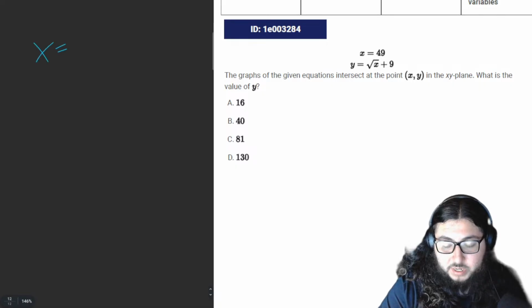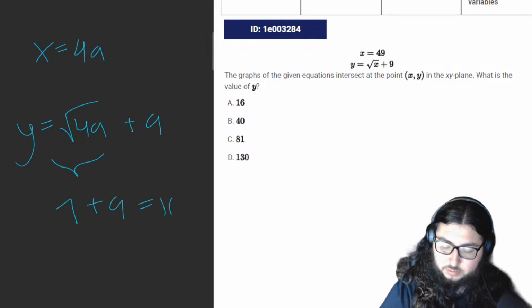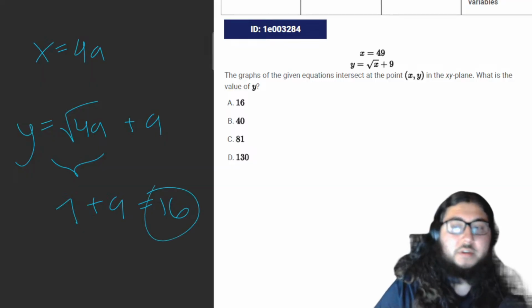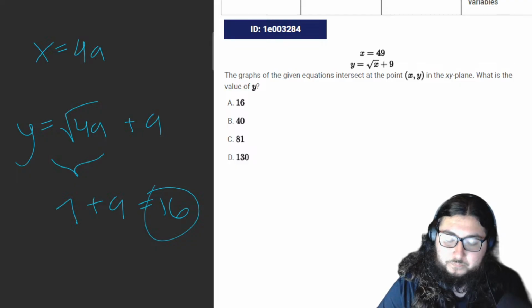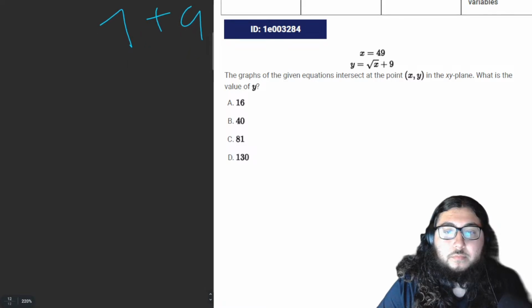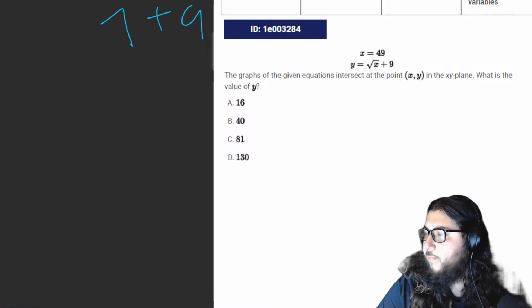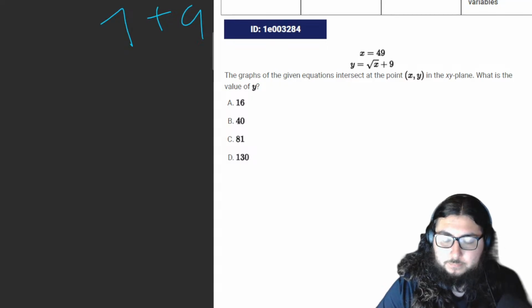So x is equal to 49. Substitute 49 in the expression for y. y is equal to the square root of 49 plus 9. Square root of 49 is 7, plus 9 is 16. That's all there is to it. So they put a lot of language in there just to confuse you, but you just have to set these equal to each other. Sorry, not set them equal to each other, but substitute 49 for x.